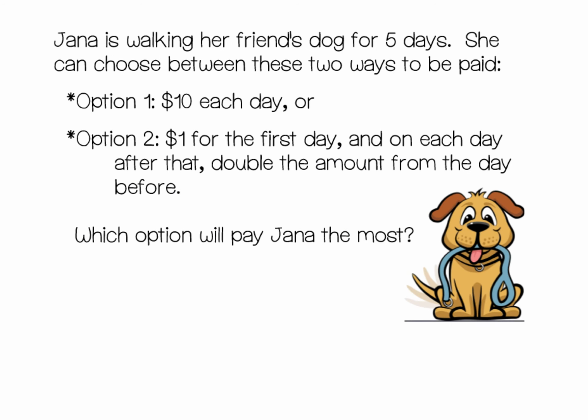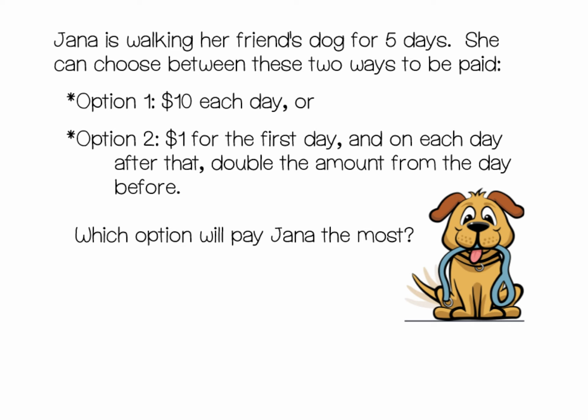Okay, last one. Jenna is walking her friend's dog for 5 days. She can choose between these 2 ways to get paid. Option number 1 is $10 each day, or option number 2 is $1 for the first day. On each day after that, double the amount from the day before. So which option will pay Jenna the most?